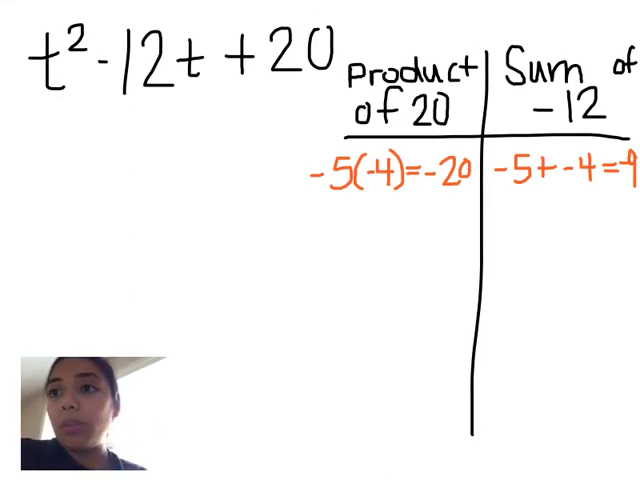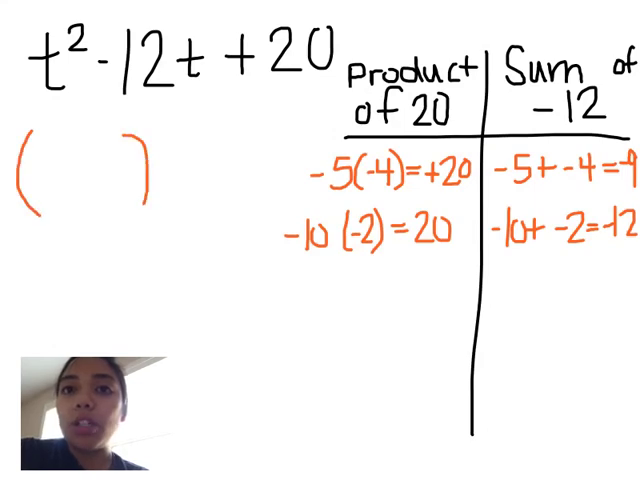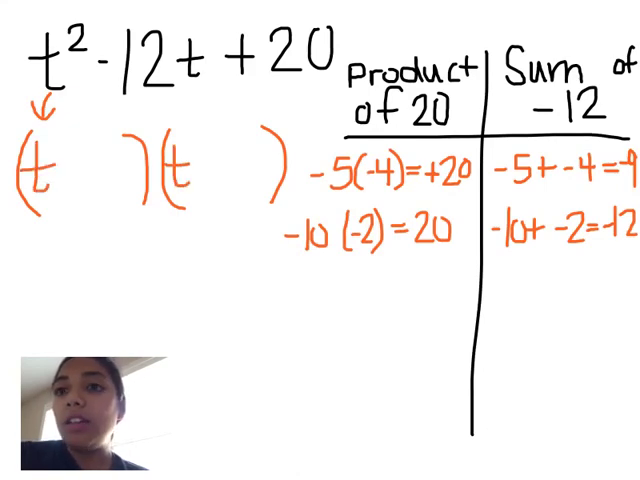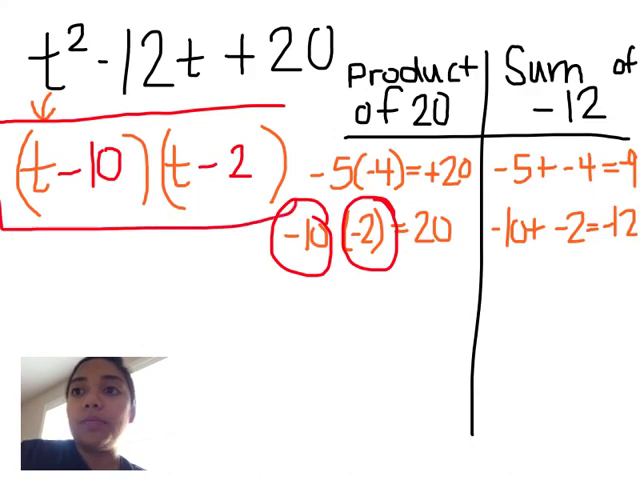Okay, so let's try two other numbers. Negative 10 times negative 2 gives me positive 20. Then negative 10 plus negative 2 gives me negative 12. So I found my two numbers, and then I'm just going to use the variable that I have, t and t. I have both negatives, so I'm going to put my minus 10 here, and my minus 2 here, and that's it.